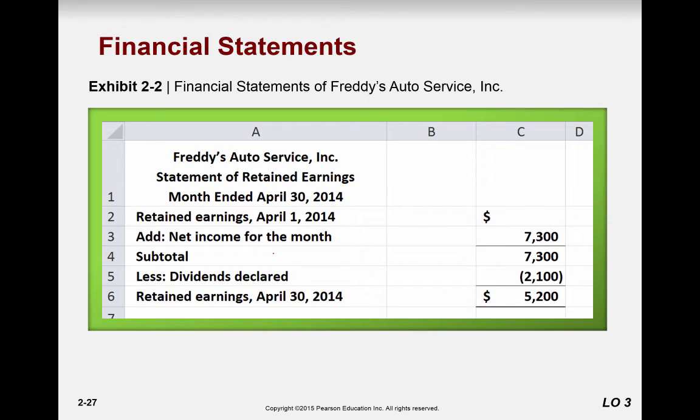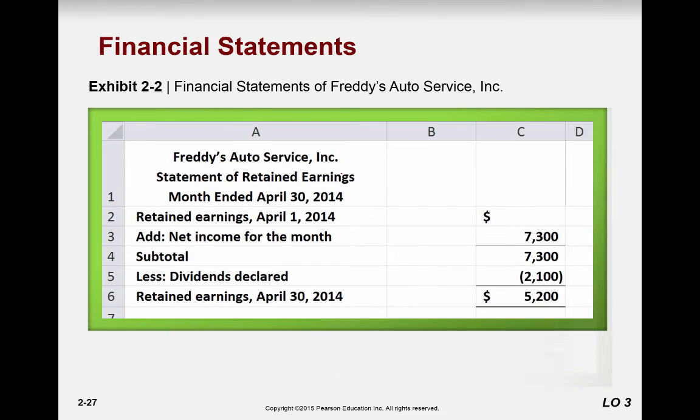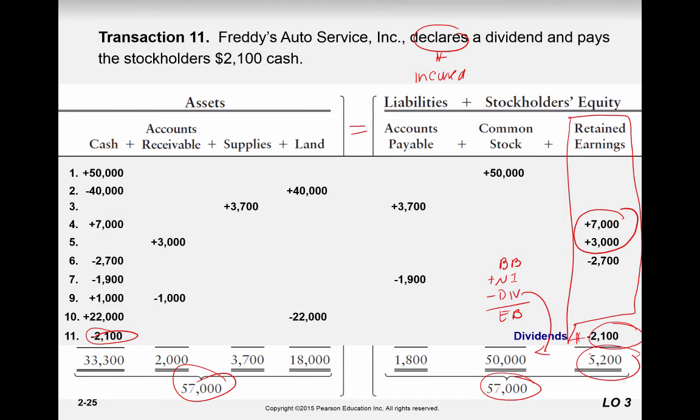So you see our statement of retained earnings, our dividend. And you see this net income of $7,300. We received that here from our income statement. And notice the beginning balance of 0 because we started the entity. They told us that at the beginning. So we now have our ending retained earnings balance of $5,200. And if we scroll back, we see our $5,200 right here.